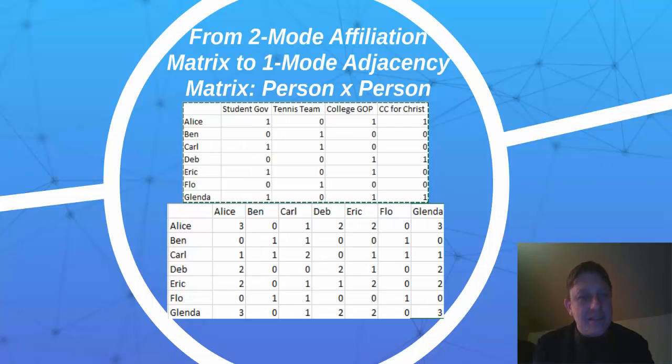Now, Alice and Deb are really close, and Alice and Eric we would expect to be sort of close too. They also share two groups, but Alice and Glenda, they share each of their group memberships with one another. They actually have the strongest connection in all of the network. They have the largest number of groups shared with one another. Who are the best buds going to be in this network? If we had to guess, Alice and Glenda.